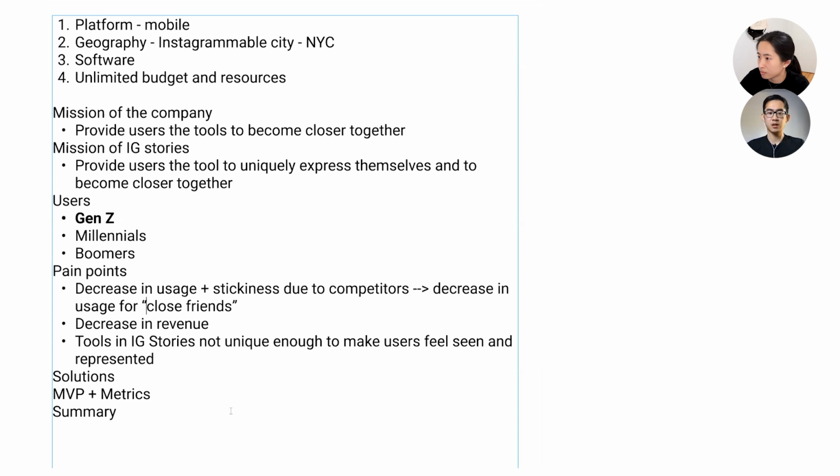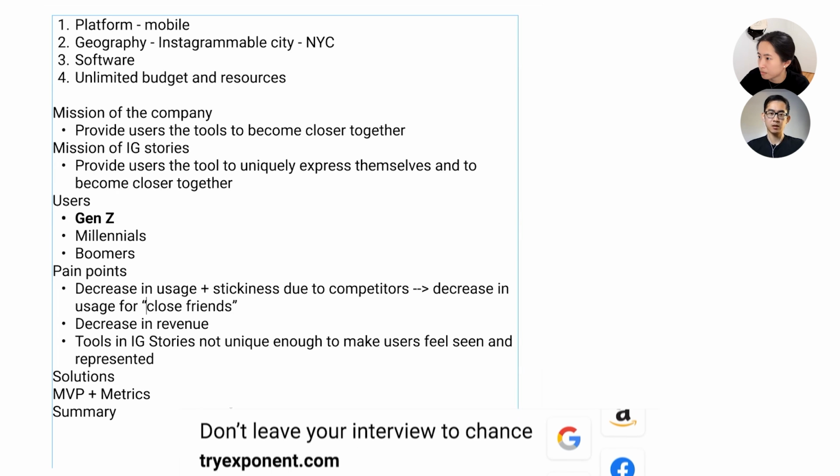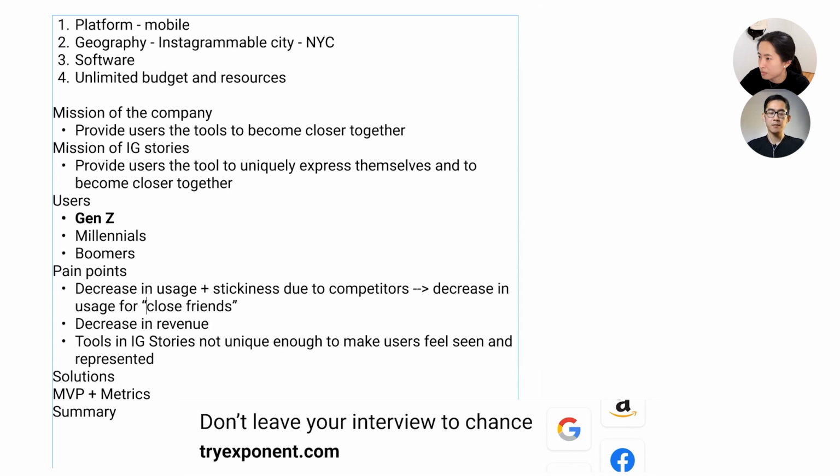Okay, so this is tied to a decrease in time spent. Therefore, there's a decrease in revenue. Maybe we can go even deeper here. Why do you think there's a decrease in time spent?